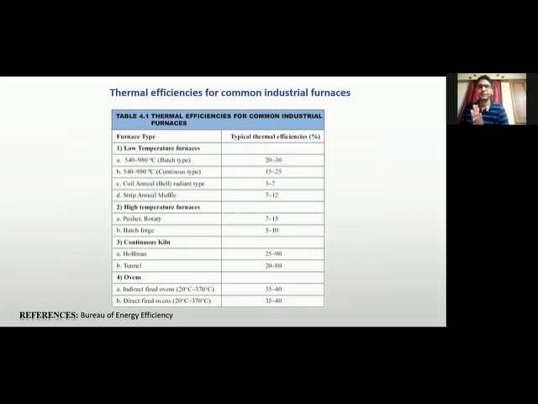Next, this is another table given by the Bureau of Energy Efficiency. This is the thermal efficiency for common industrial furnaces: low temperature furnaces, high temperature furnaces, continuous kiln type furnaces, and ovens. The higher the temperature, the higher the heat loss, and the lower the inside temperature, the lower the heat loss. Because at higher temperature, heat will pass from the internal surface to the outer surface and again pass to the atmosphere. So our outer surface should be maintained between 40 to 50 degrees Celsius, so your fuel consumption can be controlled.